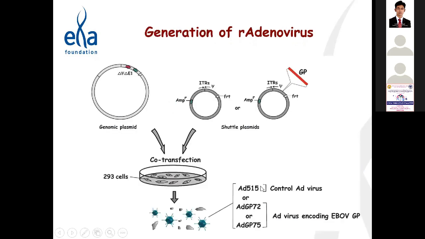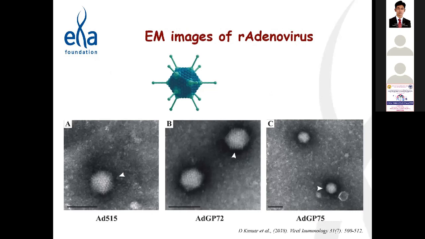So we generated control adenovirus using an empty shuttle plasmid, and we generated two Ebola GP expressing adenoviruses by transfecting the Ebola GP containing shuttle plasmid and the genomic plasmid into the 293 cells. We co-transfected and generated the adenovirus. We did electron microscopy imaging of the recombinant adenoviruses that were generated. We named these: AD515 is the control adenovirus, and AD-GP72 and 75 are the two different clones of adenovirus which are supposed to express the Ebola glycoprotein.